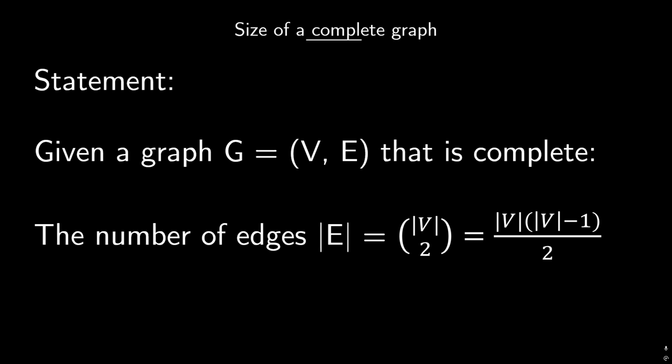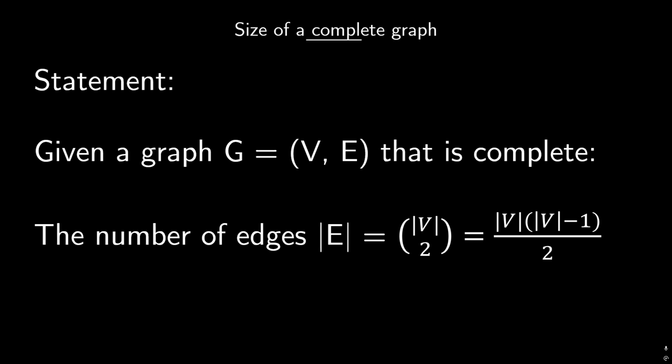And the very last one, the size of a complete graph. The statement goes like this: given a graph G, again a pair of sets V and E, that is complete, then the number of edges E happens to be the size of V choose 2. Or we can see this as V times V minus 1 divided by 2. Both ways are possible.